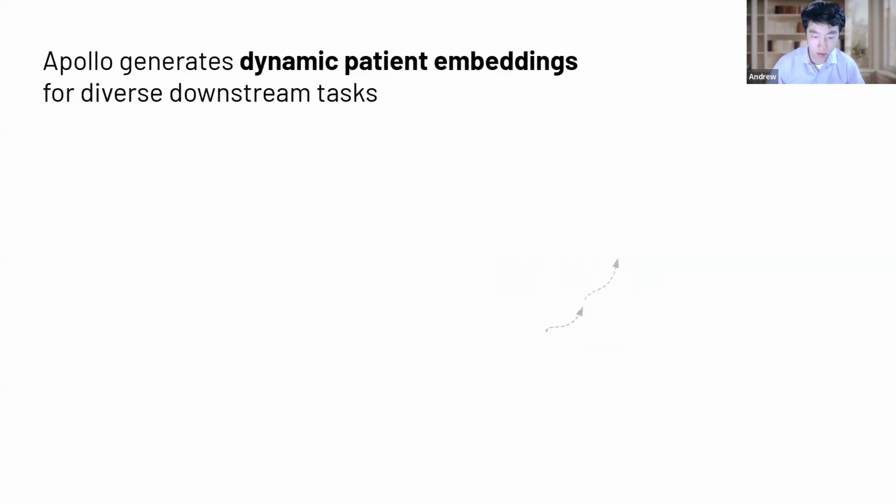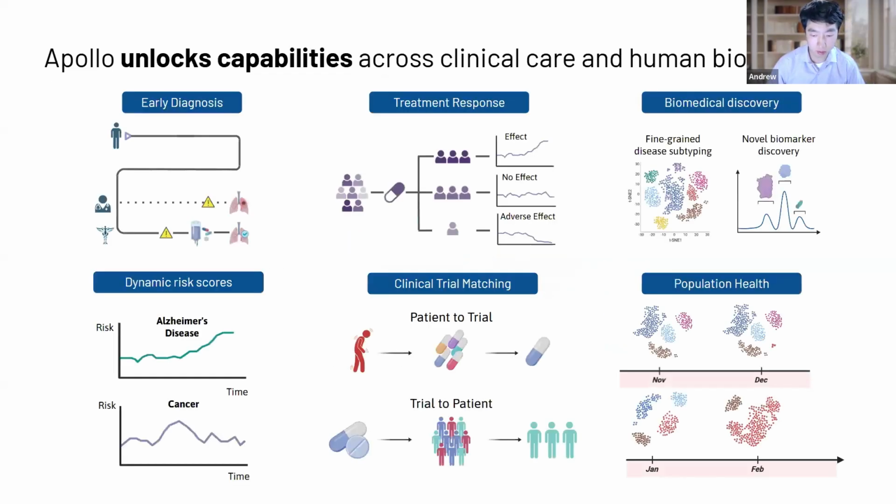This patient embedding is what we use for all these downstream tasks. And eventually we hope to unlock early diagnosis, treatment response prediction, dynamic risk scores, clinical trial matching, all of these different use cases, plus population health use cases, including biomedical discovery and identifying new disease clusters.